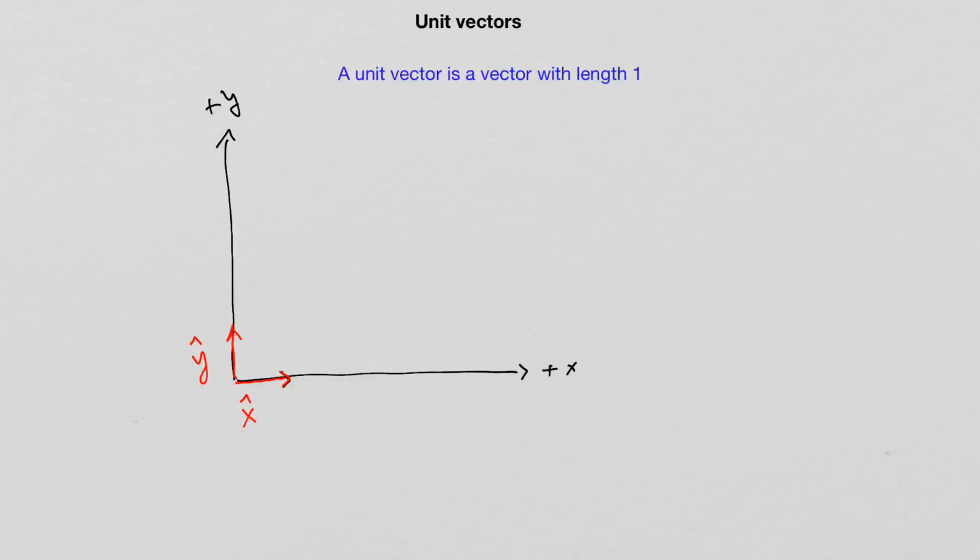So by the definition of a unit vector, the magnitude of x hat is equal to 1 and the magnitude of y hat is equal to 1. And the magnitude means the length of the vector. So then, if I select a different vector, let's say vector ax along the x-axis, I can present that vector ax as the magnitude of that vector ax times the unit vector along the x-axis, x hat.